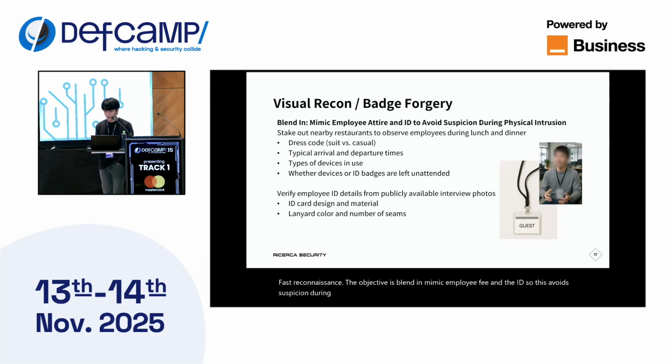So method, we observe employees at restaurants within the office building. Lunch and dinner times are effective. And observation items include dress code, whether formal or casual, typical arrival and departure times, types of devices in use, and whether devices or ID badges are left unattended. And we also verify employee ID details from publicly available interview photos and LinkedIn, and ID card design and material, lanyard color and number of slots. So based on this information, we forge sophisticated badges.